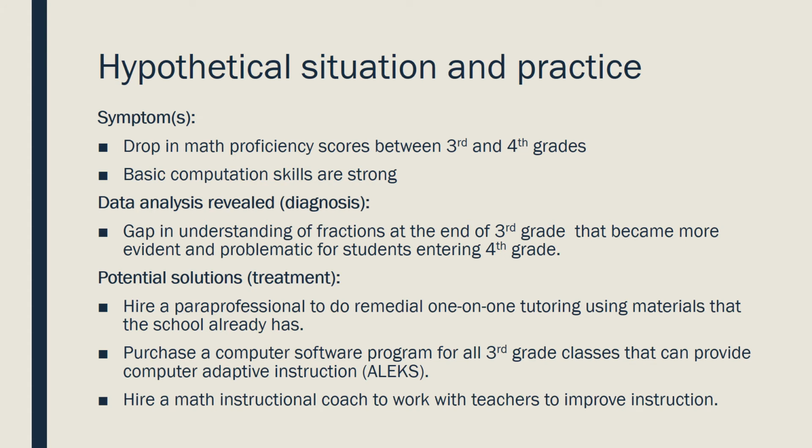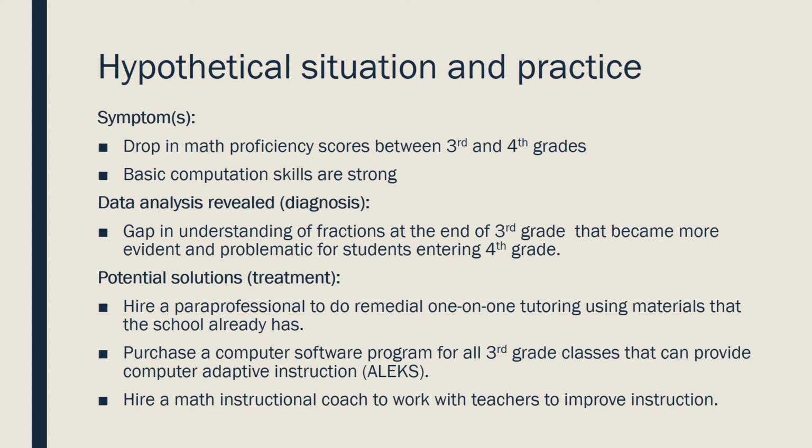Looking at your academic proficiency data, you identify a problem. There's a distinct drop in math proficiency scores between 3rd and 4th grades. However, you also notice that basic computation skills are strong. Along with a few other symptoms, your team determines that you need to make a diagnosis. Why is this drop occurring? Is it related to classroom behavior management, curriculum options, less effective teaching methods?